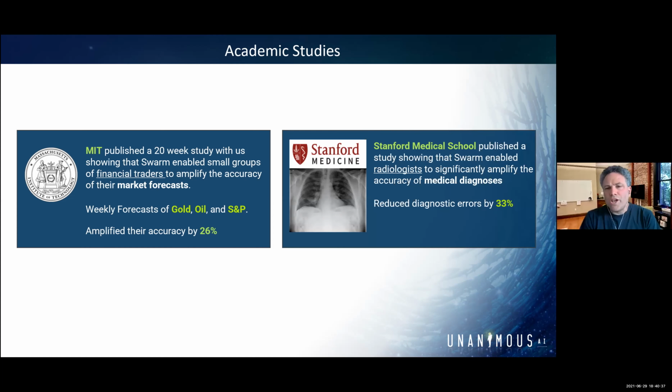We published a study last year with Stanford Medical School looking at radiologists. Chest x-rays would pop up on their screens. They would then have to forecast the probability that these patients had pneumonia. They did this alone, they did this as basically a majority vote, or they did this as swarms. And what we found was we reduced their diagnostic errors by over 30%. And we see this in study after study, that these real-time systems offer real value.